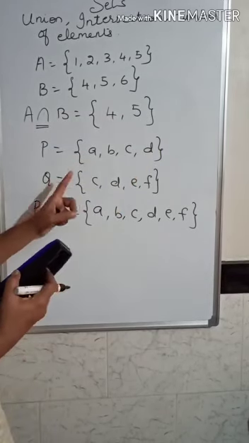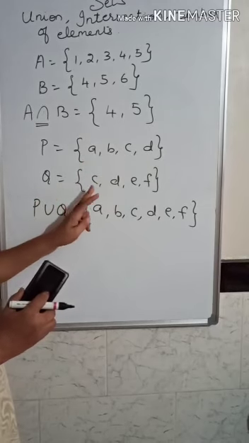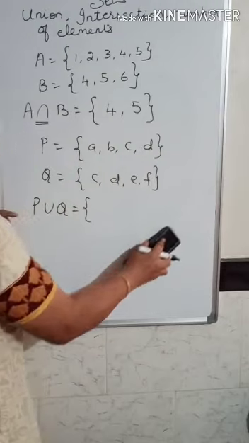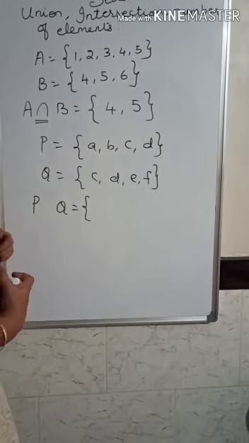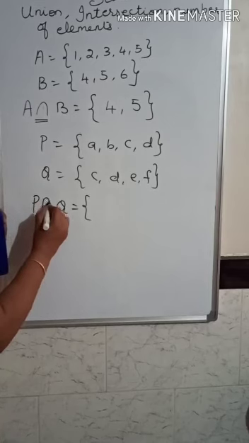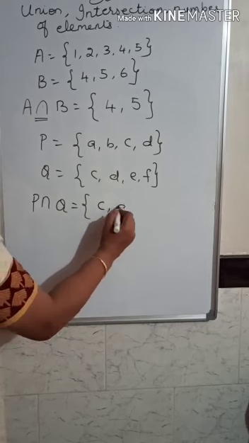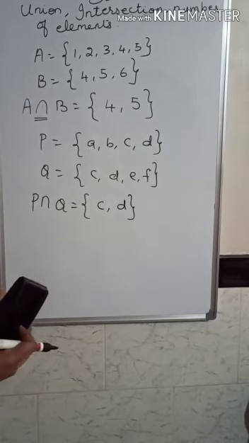In the second example, I considered P as {A, B, C, D} and Q as {C, D, E, F}. Now to find the intersection of these two sets, write down the elements which are present in both the sets. So I get P intersection Q is equal to {C, D}. This is how you find the intersection of the two sets.